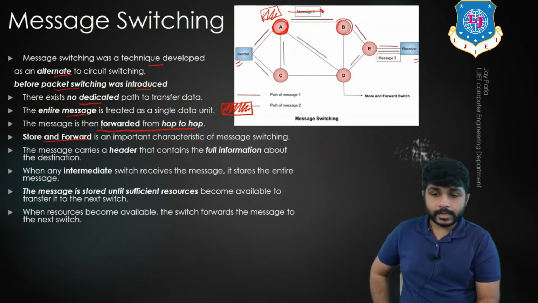That is why it is said that the message is forwarded from one hop to another hop, because when the message is received at one particular switch, at one particular hop, it will be analyzed and forwarded to the next. Again, when the message is received at device B, it will be analyzed and forwarded. So the message is transferred from one hop to another hop. What is the meaning of store and forward?